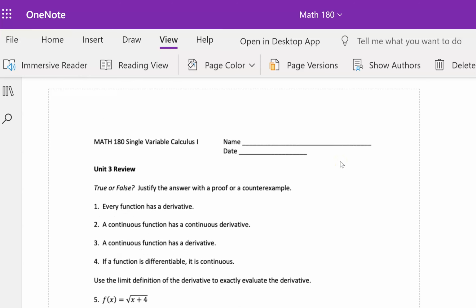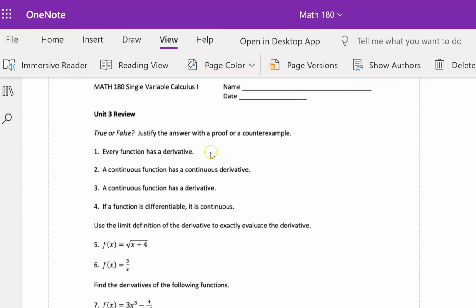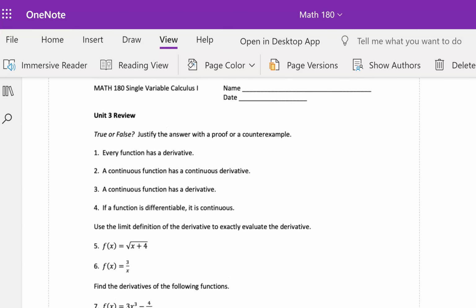Okay, let's take a look at the first few problems from the Unit 3 review. There were some questions that you guys asked. And so let's look at these first, this idea of these true and false questions as we go through them. First, we're thinking about, again, a derivative.